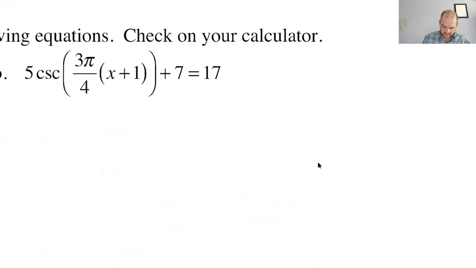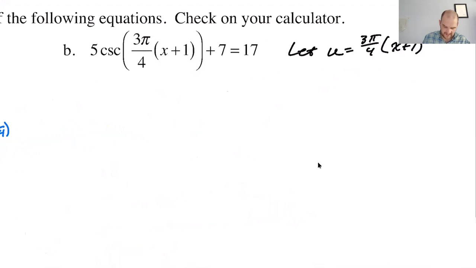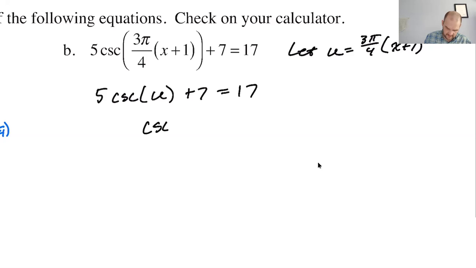But I'm going to do it up here so that it's not as in the way. Let u equal 3 pi over 4 x plus 1. It makes the problem look a lot simpler. So 5 cosecant of just u plus 7 equals 17. So we subtract 7, get 10. Divide by 5, we get 2. So cosecant of u is 2. I'm going to switch that because I do not want to deal with cosecant. I'm just going to say sine is 1/2.